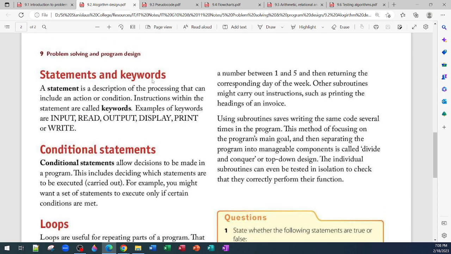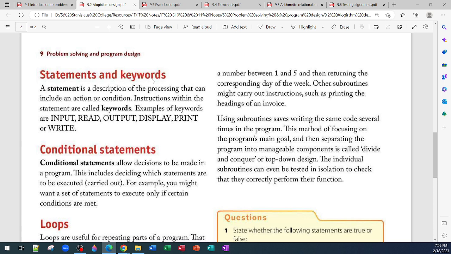What is a statement and a keyword? That's basically an action word. Think of it like a verb. In programming, statements and keywords are our verbs. Think of it that way. They tell you what is happening. Input simply means something is going in. Output means something is coming out.